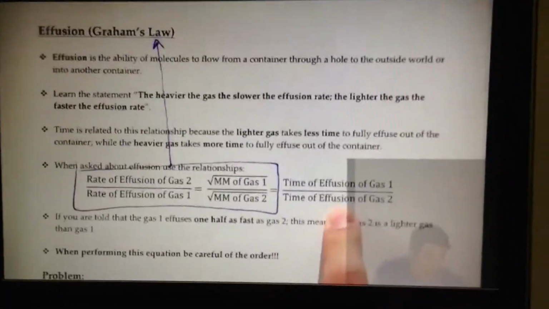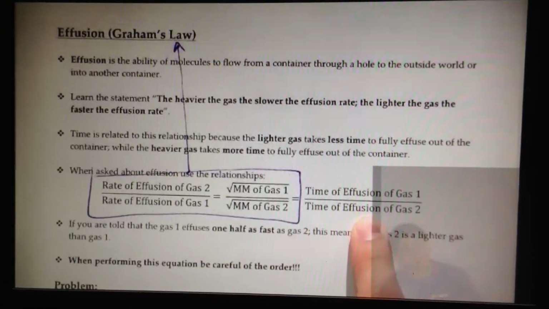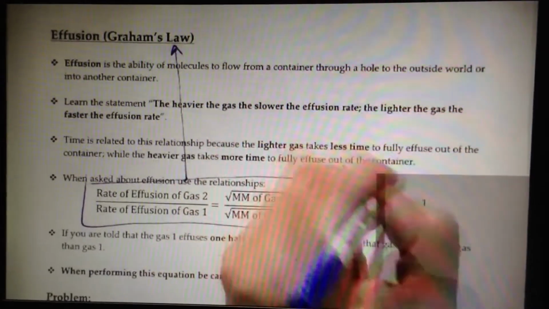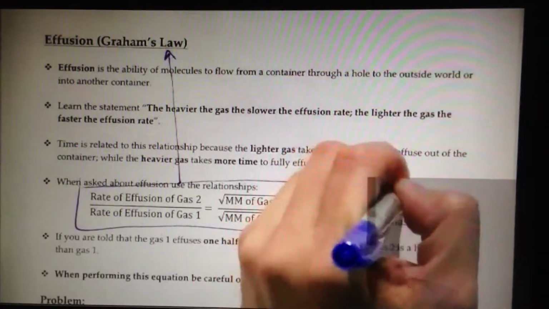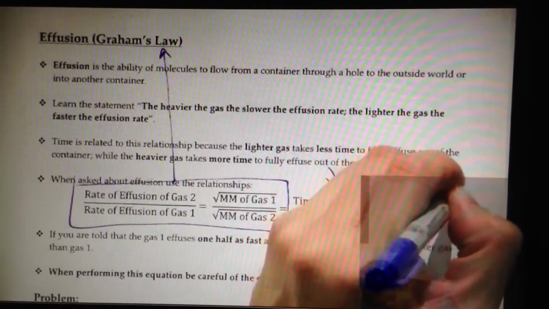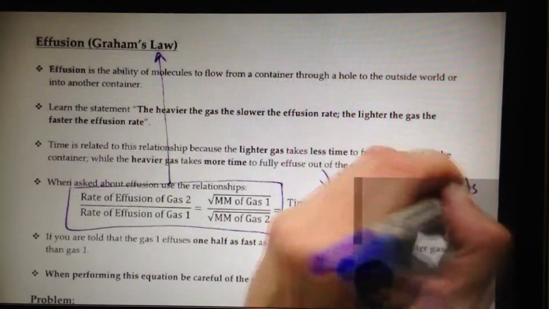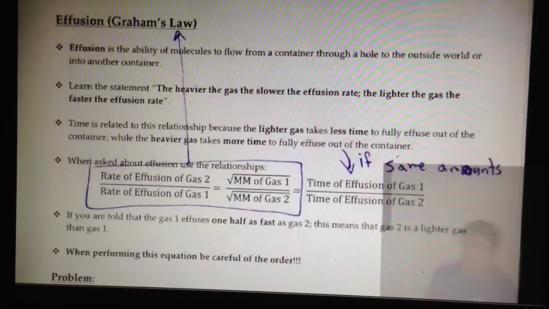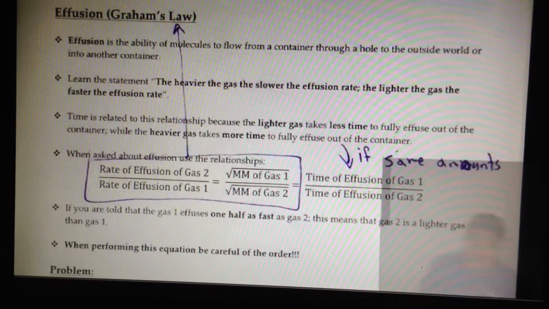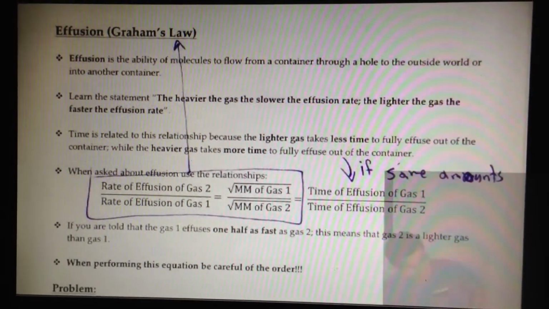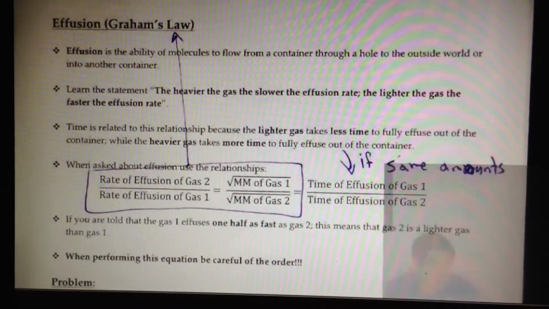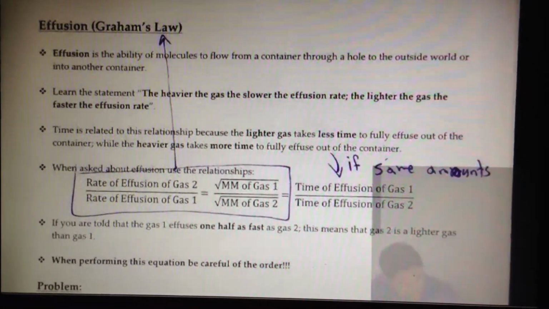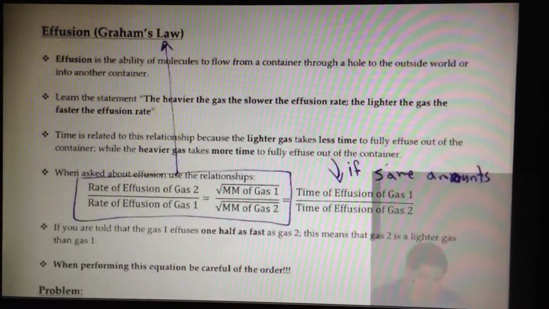The time is just something that was added by your professors. You can only use this if you have what? The same amounts. If you have the same amounts, then you can do the time relationship. If you don't have the same amounts, then you have to do something a little bit different, and that's in your practice problems to try out. I'm not going to do one today. I'm going to do the one that's most common that I see on the exam.